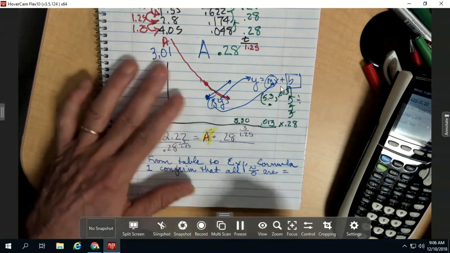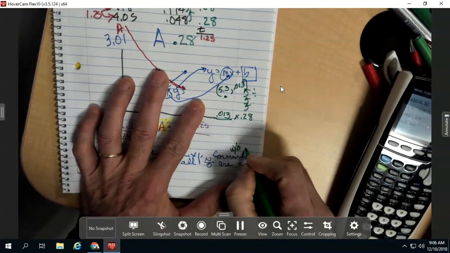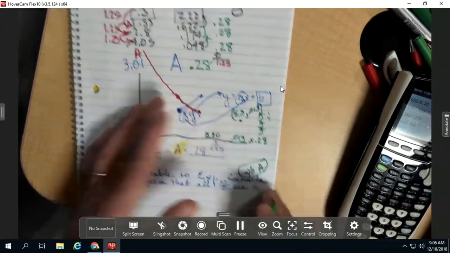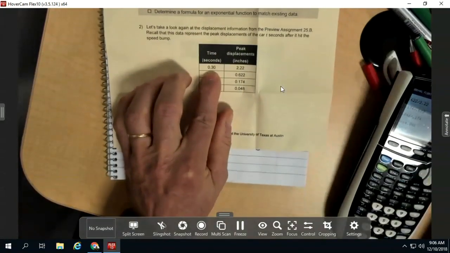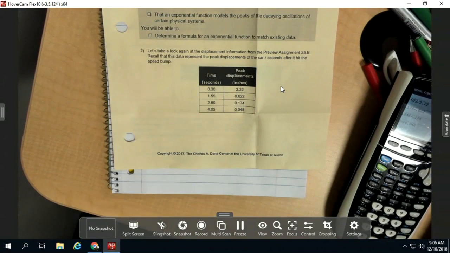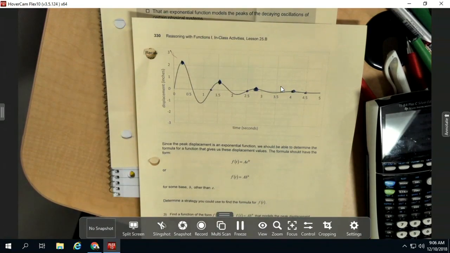From table to exponential formula without a. If you remember, we had a problem with this graph because it didn't tell us where the zero value was. Remember that? We didn't go all the way back to the origin, or if you wanted to look at it on the graph, we didn't continue back up here. Does anybody remember what we got for that value?